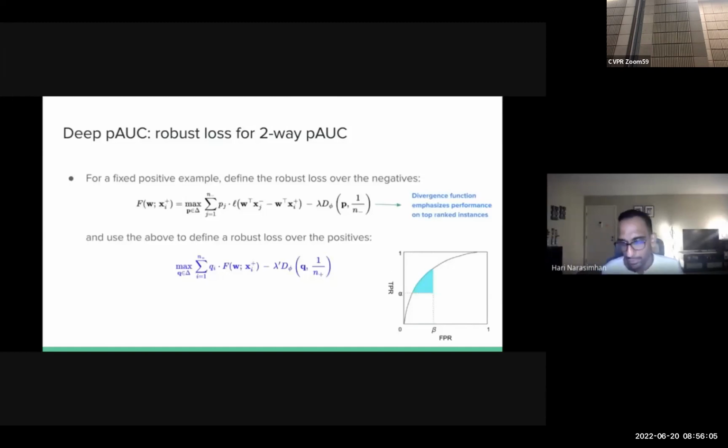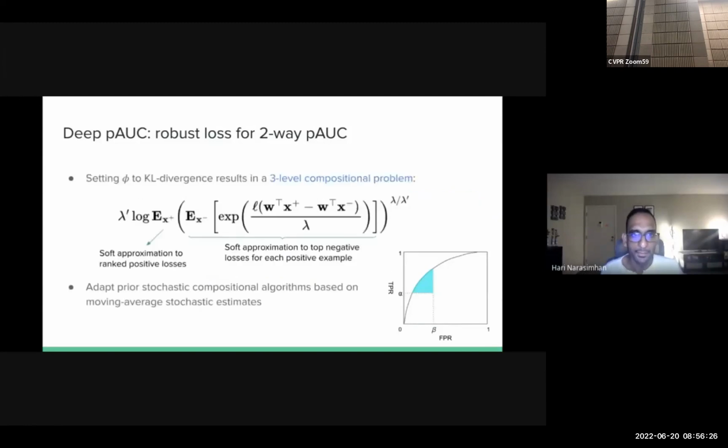So we have two distributions here. For each positive, we have a distribution over the negatives, and a divergence term there measures the distance between that distribution and the uniform distribution over negatives. And then you have the final objective, a maximization over a distribution over positives. Again, different choices of the divergence function lead to different estimators for the partial AUC risk.